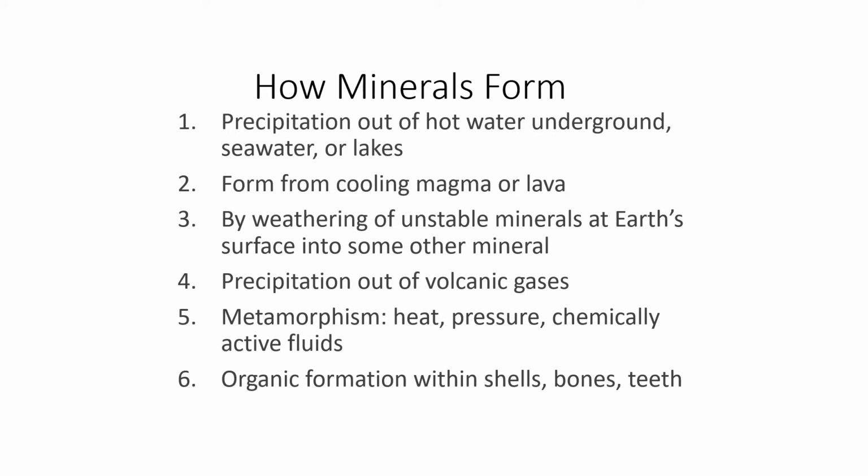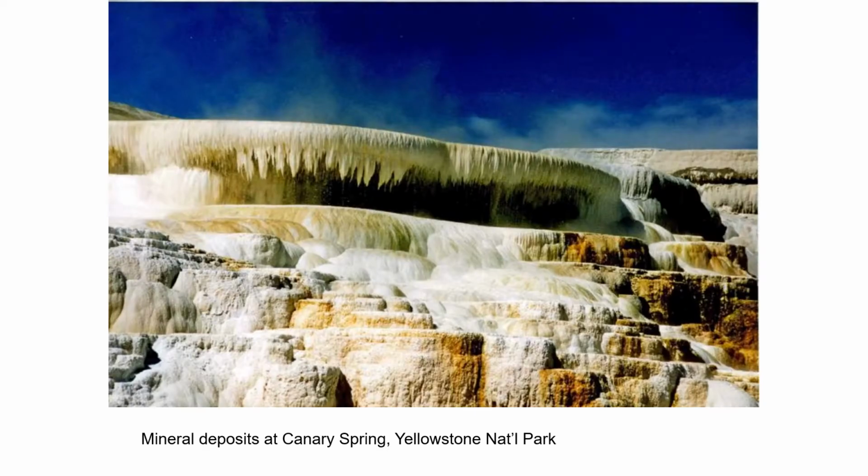Last time I left you with how minerals form, and here are some of the ways, and let's take a look at some of the examples. This is in Yellowstone. Yellowstone is famous for its hot springs, its hot pools, and the reason that we have all these mineral deposits is because that water has been underground and it has been in contact with rocks for thousands to millions of years, and it has dissolved minerals out of those rocks.